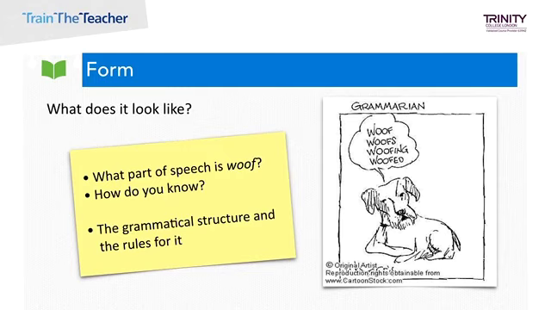What part of speech is woof? And how do you know? You probably said it's a verb. And how do you know this? Because of its form. Just like all verbs, it takes S, ing, and ed endings. We also want our students to be aware of these grammatical structures and rules, so it's important we know these ourselves. So here's a quick exercise.